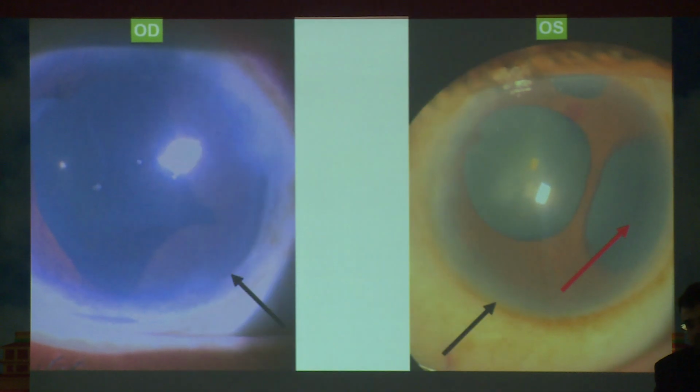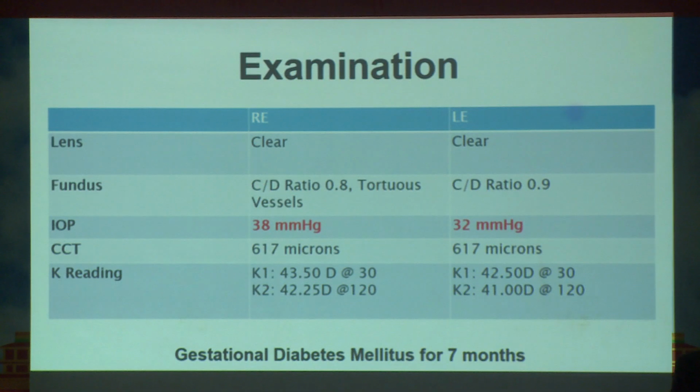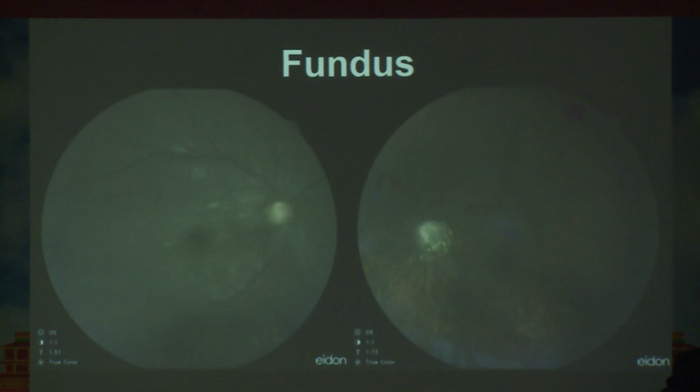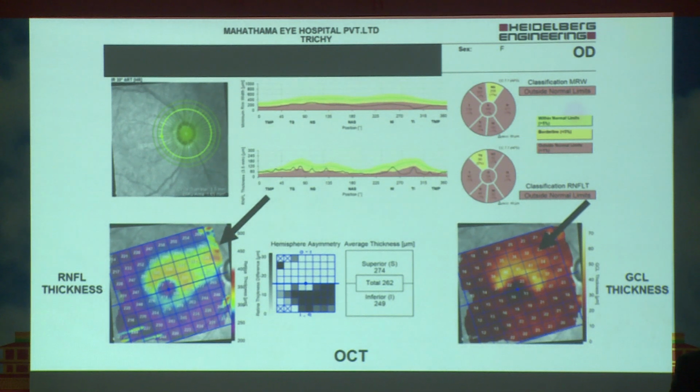And these are the ocular features suggestive of Axenfeld-Rieger syndrome, and the face shows mild craniofacial dysmorphism, and the examination reveals IOP to be very high, 38 and 32, and also to add on, she's having gestational diabetes mellitus for 7 months. It's a near-total cupping, 0.9, and this is the right eye. You can see the superior ganglion cell inner plexiform layer alone is preserved. The RNFL is completely lost.